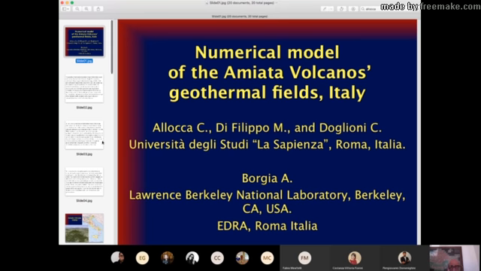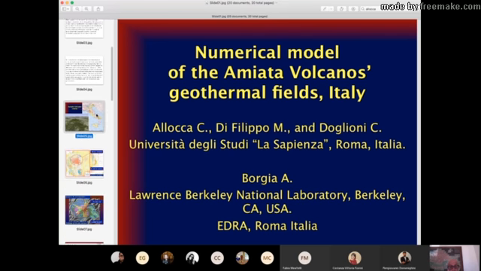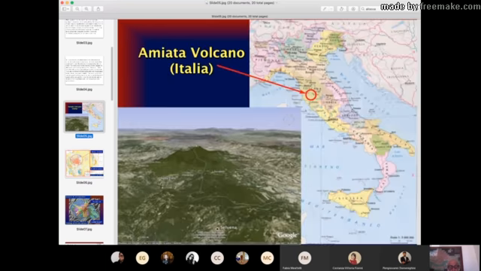This is a PhD thesis that was done at the University of Rome by one of my students. As we have seen in the first 2 hours, Amiata volcano, which is here.